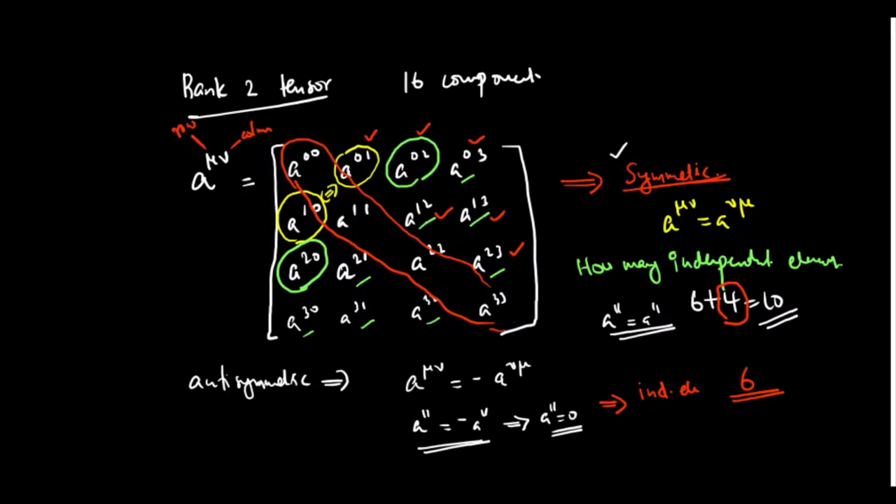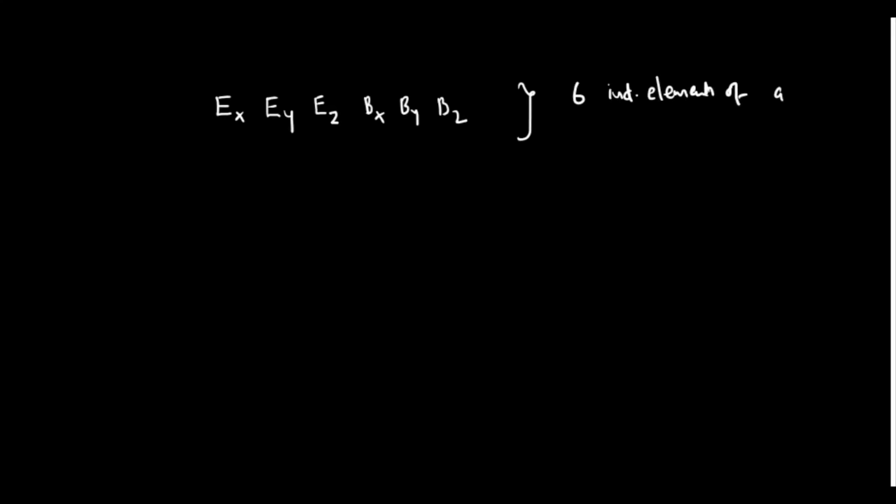From that idea we come to the electromagnetic fields. Who are these components? I will show you the next page. So we have 6 components here, that is Ex, Ey, Ez, Bx, By and Bz. So these 6 components are the 6 independent elements of a second rank antisymmetric tensor.